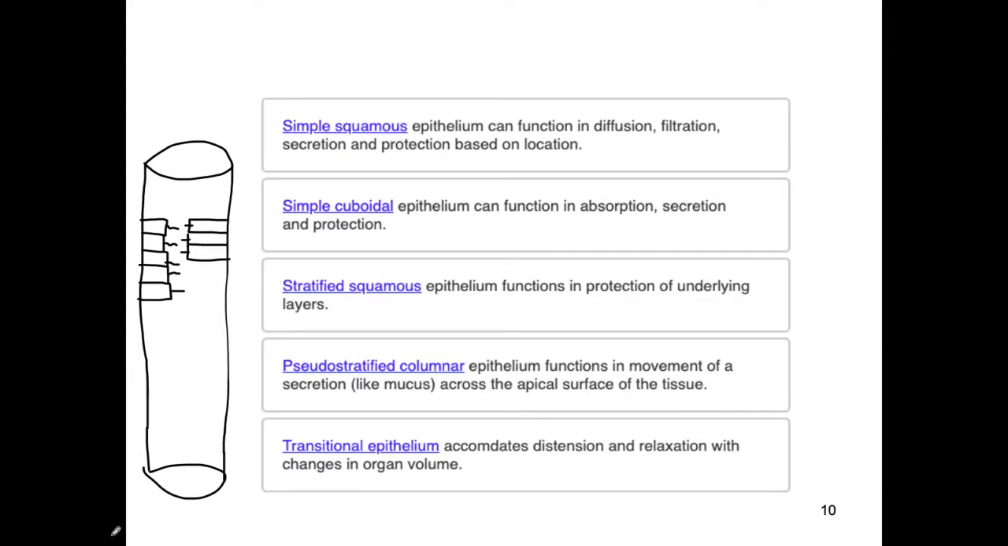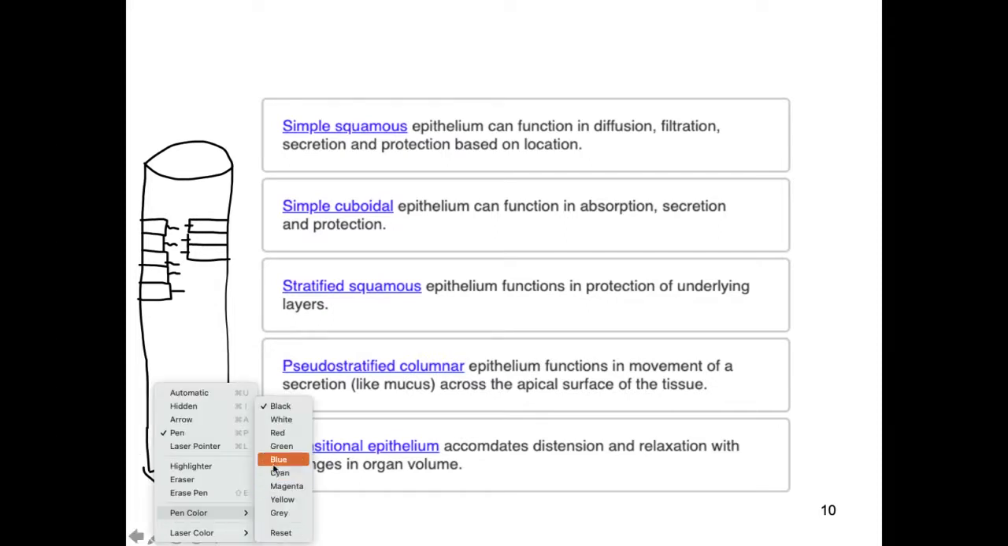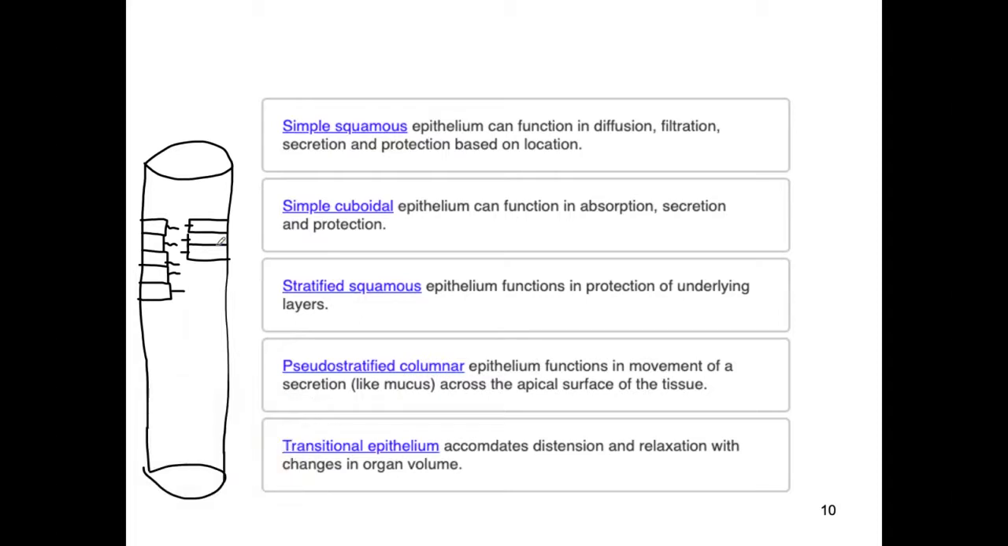Now, let's see if I can change the color here. And we are going to put, let's say here and here and over here, these round cells, we're going to call these goblet cells. Okay, so these goblet cells are going to release mucus. It's going to release a secretion of mucus that's going to stick here and stick here to the cilia.